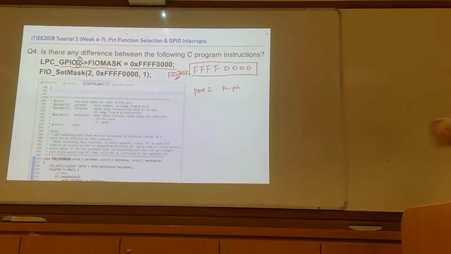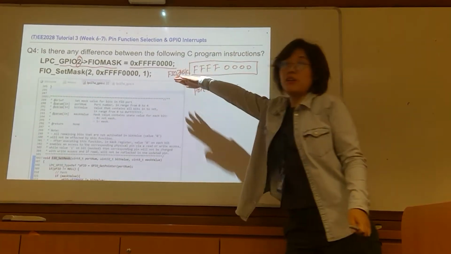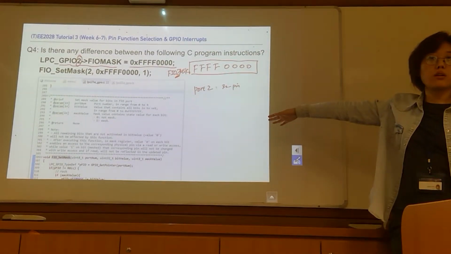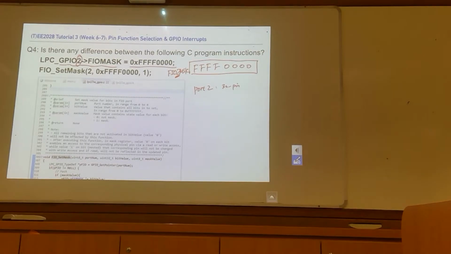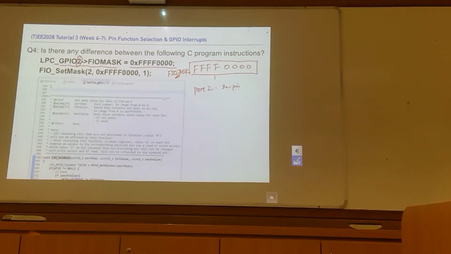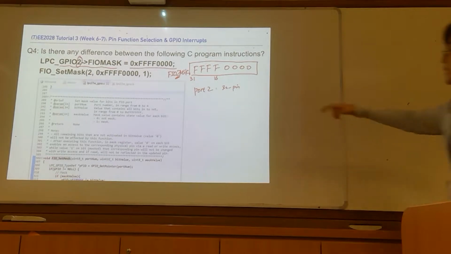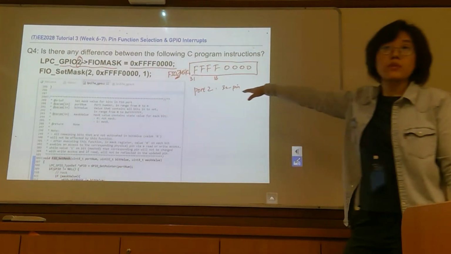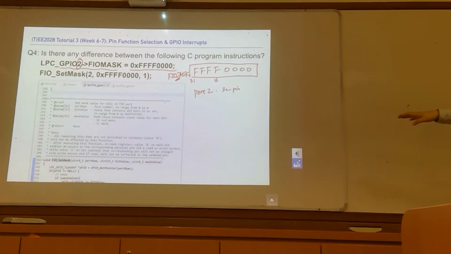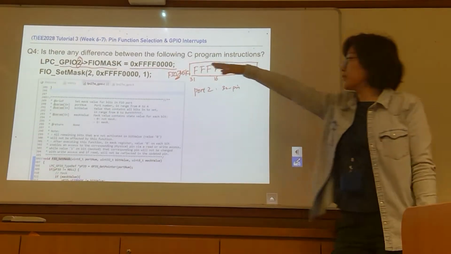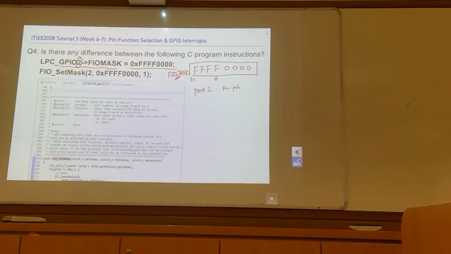And you basically mask off half of them. Okay? Which means from pin 16 up to pin 31, you are no longer be able to control them, or to read, to write, to set, to clear. You cannot do that anymore after this line. Okay? So this is the first line. Then how about the second line?